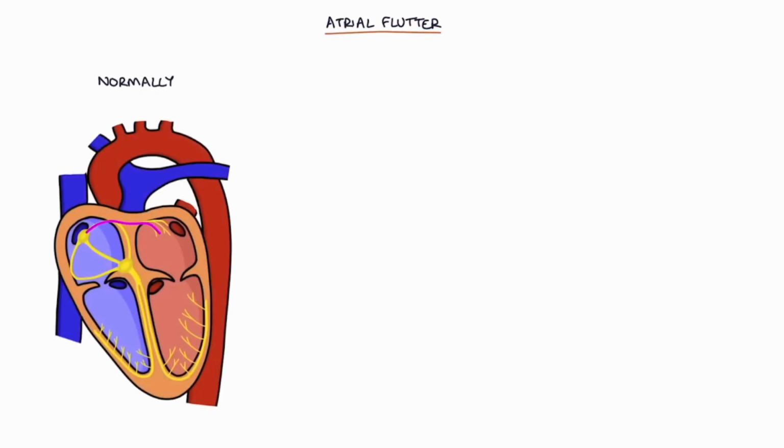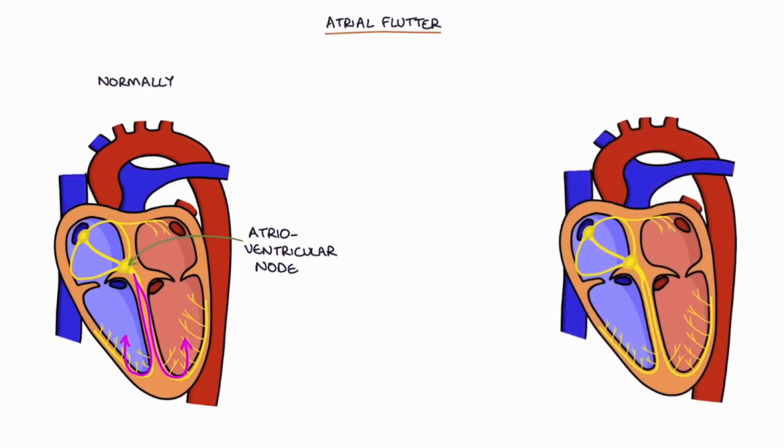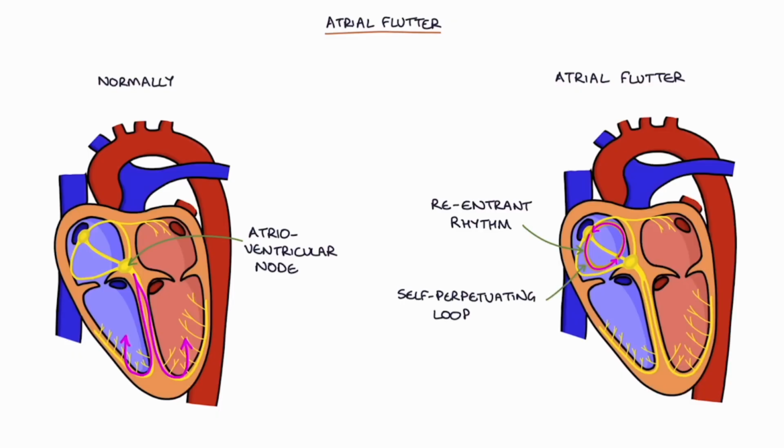Let's talk in more detail about atrial flutter. Normally, the electrical signal passes through the atria once, stimulating a contraction, then it disappears through the atrioventricular node into the ventricles. Atrial flutter is caused by a re-entrant rhythm in either atrium. The electrical signal recirculates in a self-perpetuating loop due to an extra electrical pathway in the atria.